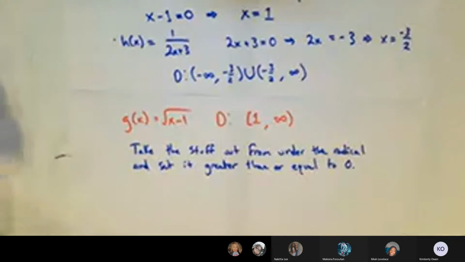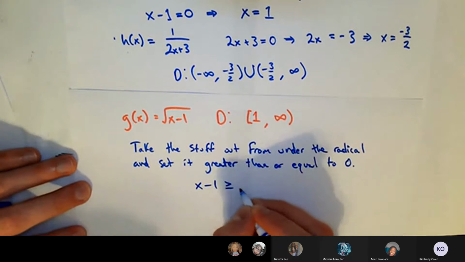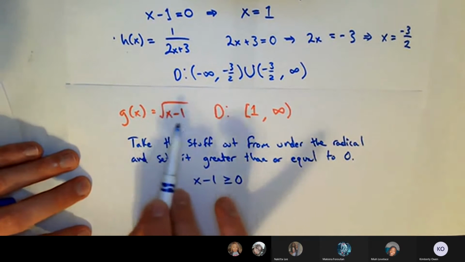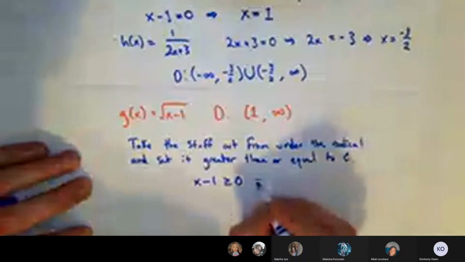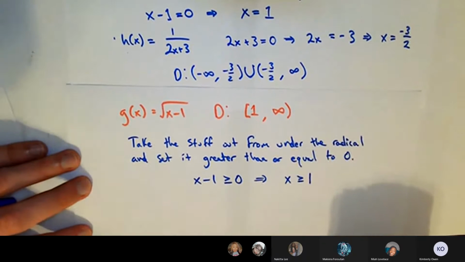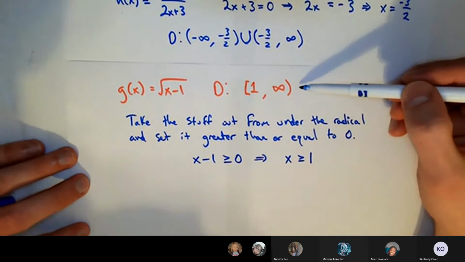So what does that look like as a mathematical statement? It's going to be x minus 1 greater than or equal to 0. This is what we want. We want the radicand, the stuff under the radical, to be positive, including 0. 0 is okay. That gives me x must be bigger than or equal to 1. And then I have to know that that corresponds to this interval.